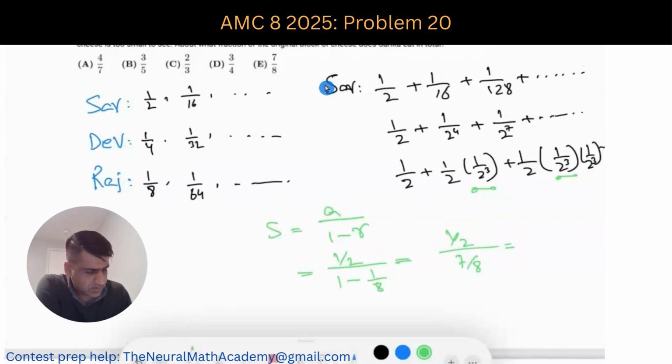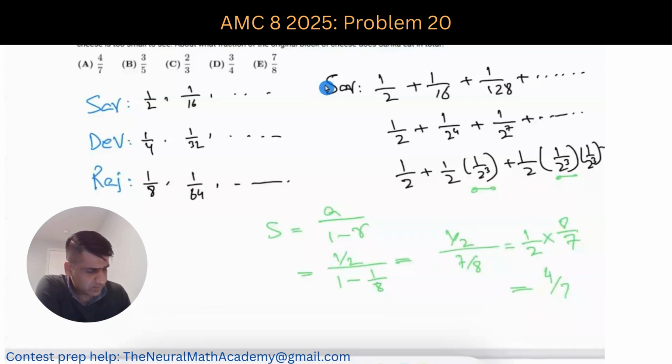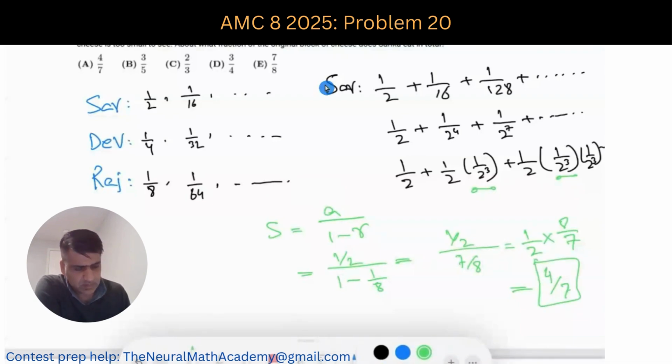And if I further simplify, then I'll have 1/2 multiplied by 8/7. So I will be having then 4/7. So the answer is A for this problem.